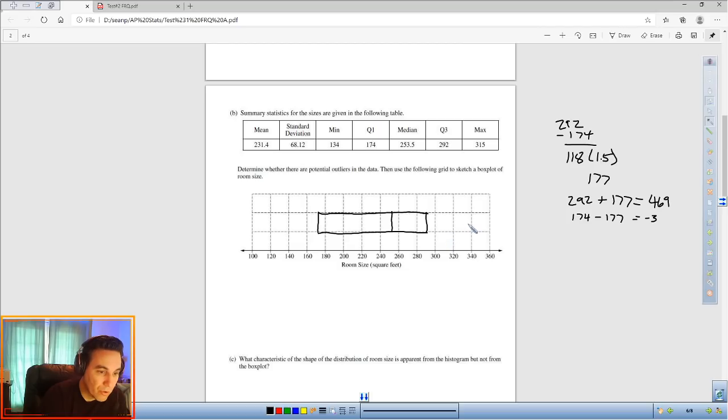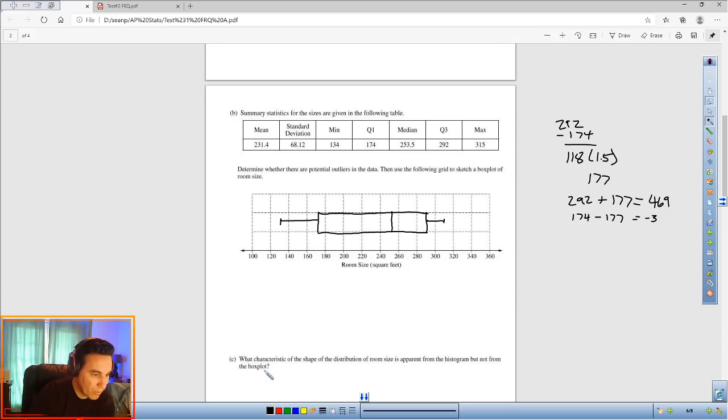So no outliers. So go to 315 for your whisker. So that whisker goes to there. And the other whisker goes to the minimum, 134. Maybe like right there. There's your other whisker. There is my box plot. So, refresher on box plots.